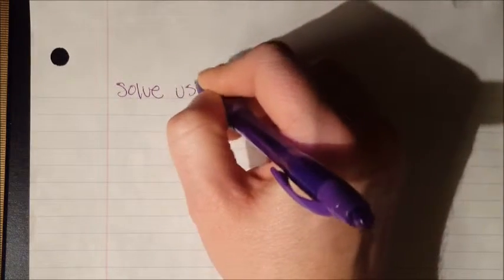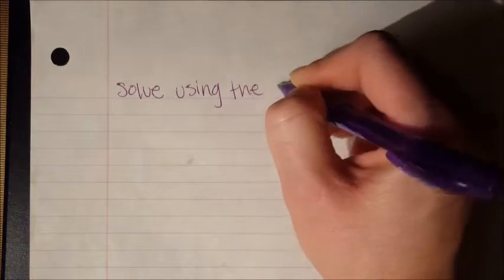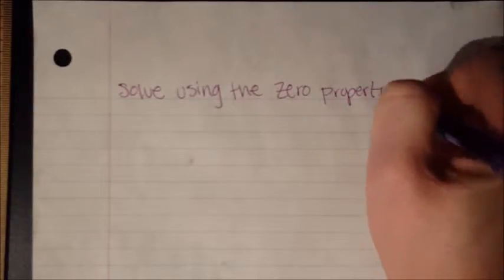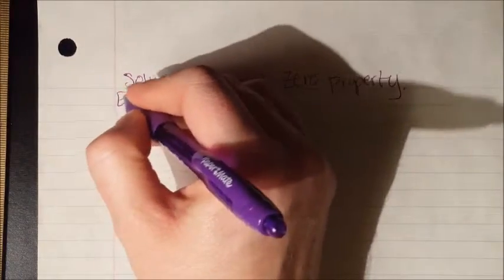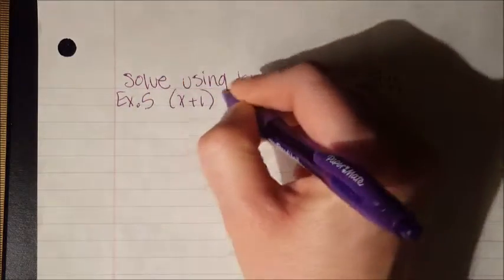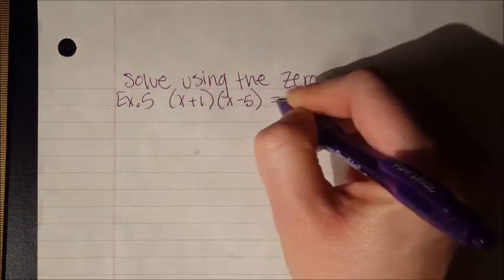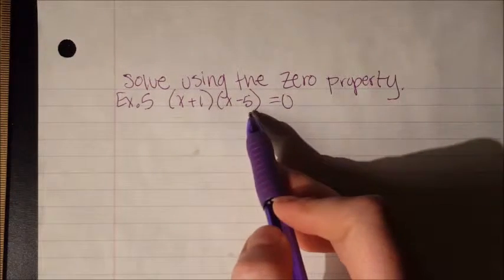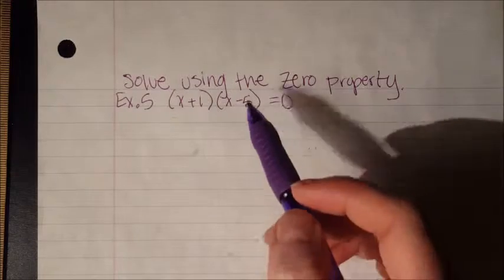Last type of problem. We're going to solve using the zero property. This property is really nice. The reason it's called the zero property is because the equation has to be set equal to 0. And the reason it's set equal to 0 is because we're looking for x-intercepts, and x-intercepts have a height of 0. Okay, right now the equation is actually not in standard form. Instead, the equation is in factored form.